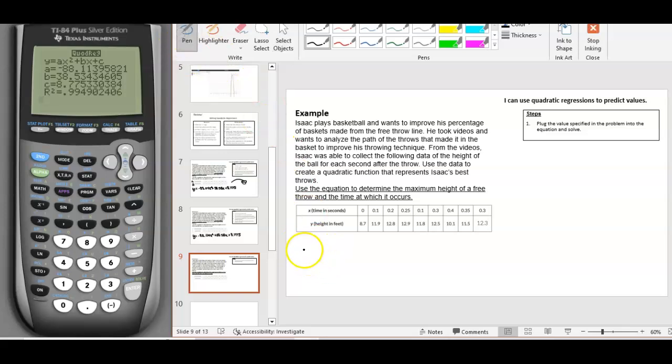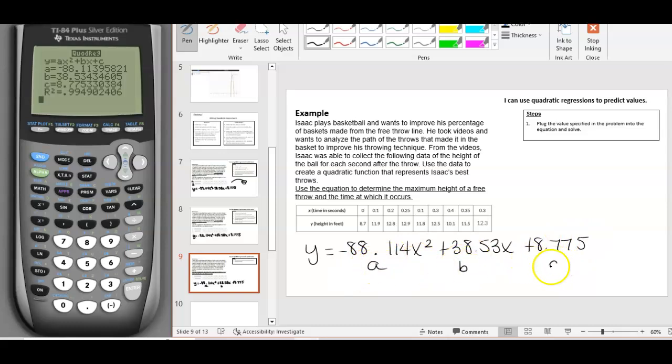Okay, so let's think about the equation. We have y equals negative 88.114x squared plus 38.53x plus 8.775. Okay, so remember, this is A, this is B, and this is C. Okay, the max height, remember the x coordinate is going to be negative b over 2a. So if we get those values from our equation, we have negative 38.53 divided by 2 times negative 88.114.